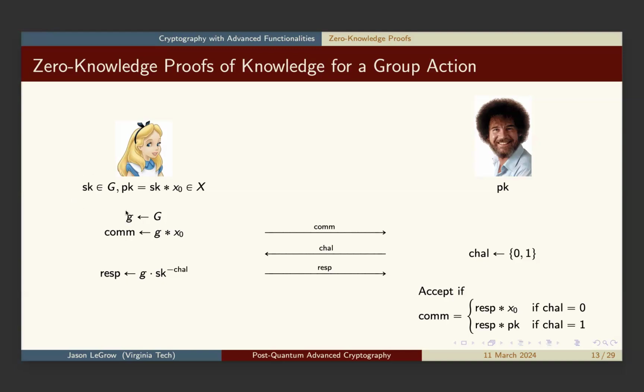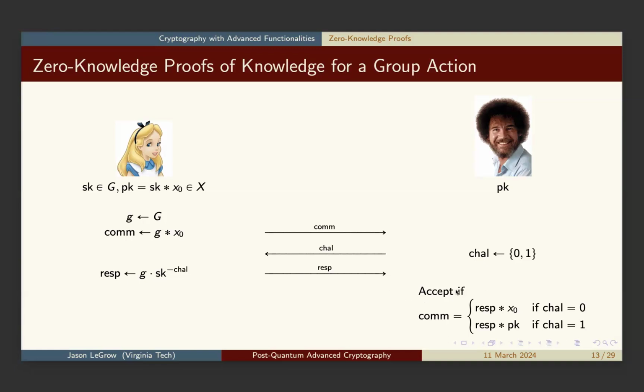Alice will sample a group element from the group. Her commitment will come from acting that group element on X naught. She'll send that over to Bob. Bob will take a challenge. The challenges now are 0 or 1. So just only 2 possibilities, much smaller. That's a lot worse. He'll send that over to Alice. And then Alice's response will be G if the challenge is 0, or G times the inverse of the secret key if the challenge is 1.